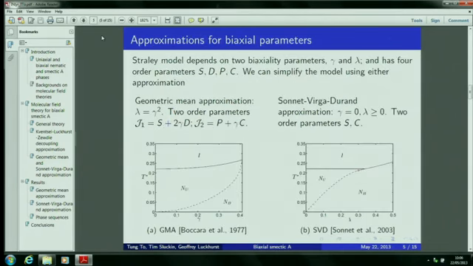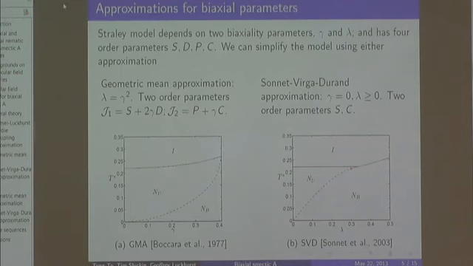Actually we can reduce this order parameter set to 2, and in the literature there are 2 models which do this. We call one the geometric mean approximation, and the other approximation was developed by Sonnet, Virga, and Durand. And these are the two phase diagrams from these two approximations. The continuous line means a first order transition, and the broken lines are all second order transitions.